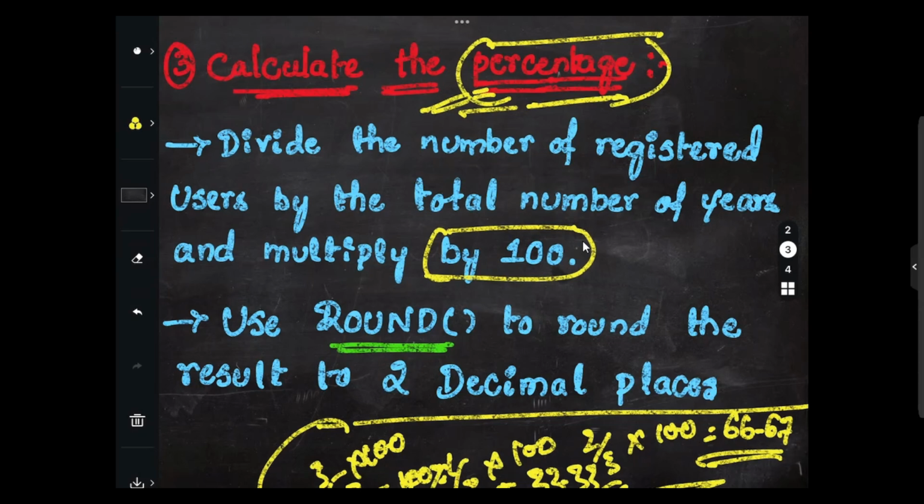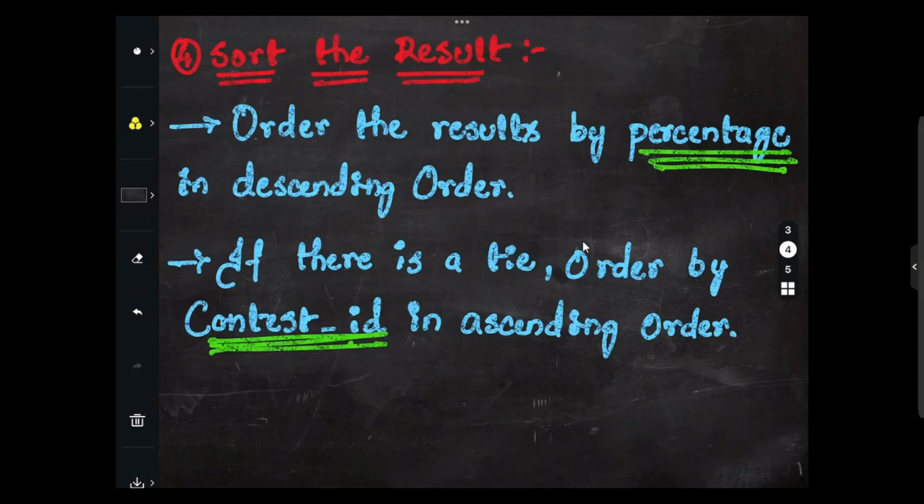So we have to round off to two decimal places. That is the reason we'll be making use of the round keyword. I said this while explaining the question itself. So we will use the round keyword to round the result to two decimal places. This is very important.